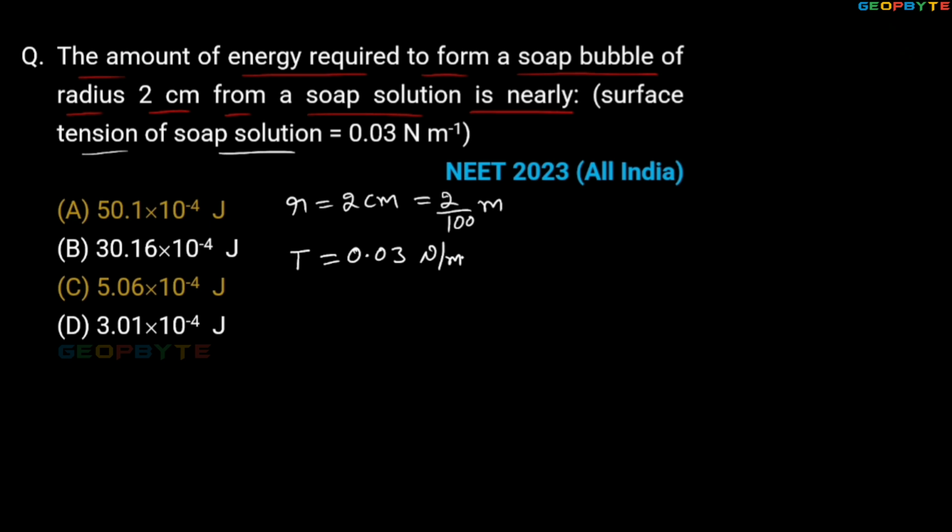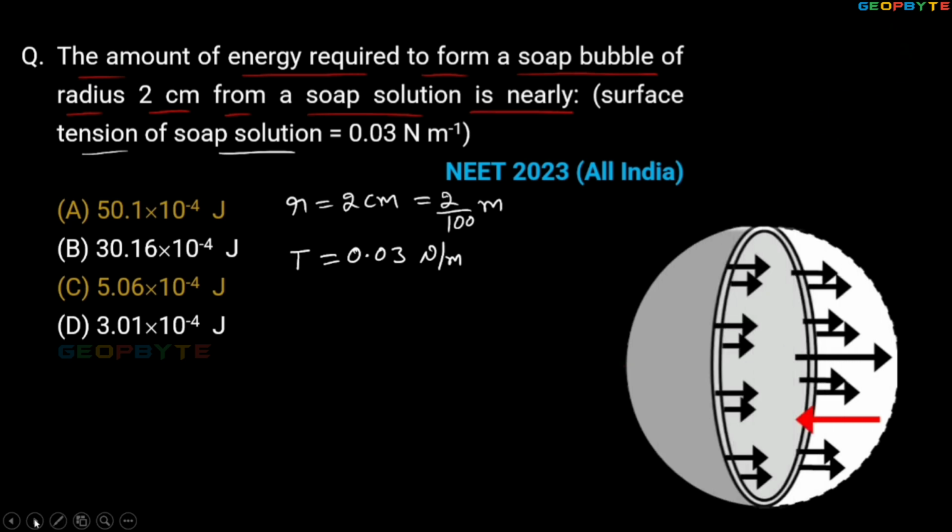Okay, dear friends, remember, since it is given for a soap bubble, a soap bubble maintains two free surfaces. It is like this, look at the diagram. The soap bubble maintains two free surfaces which are in contact with the air. One is inside the bubble, the other one is outside the bubble. Let me write it clearly. This is the outside layer, right? Outside free surface.